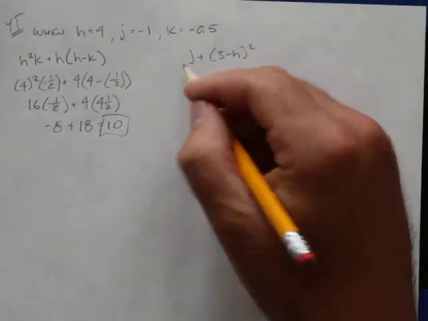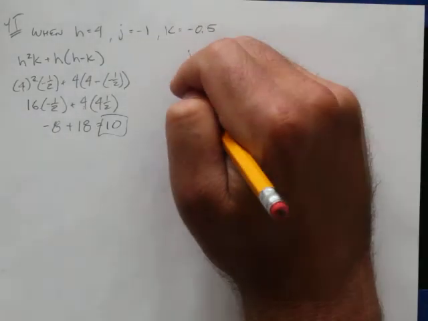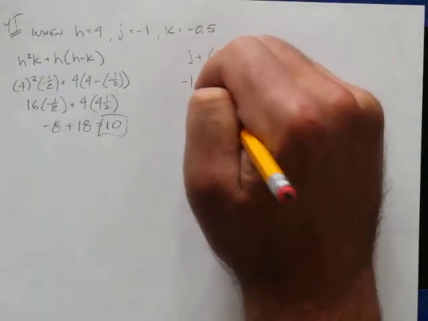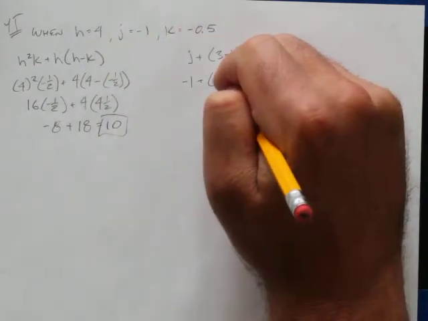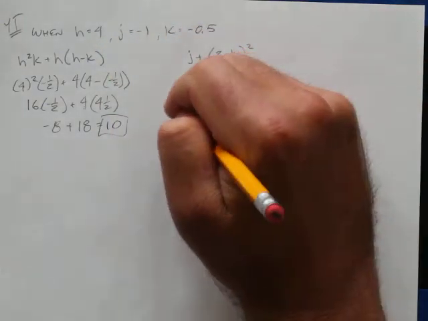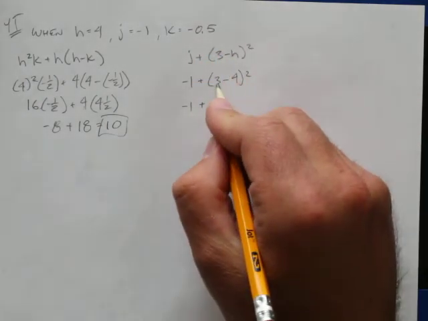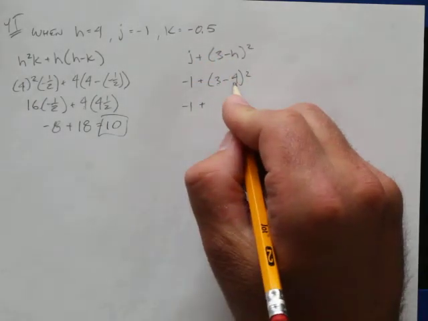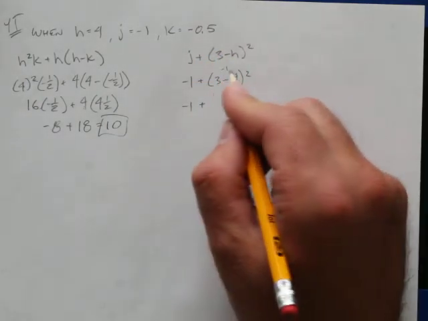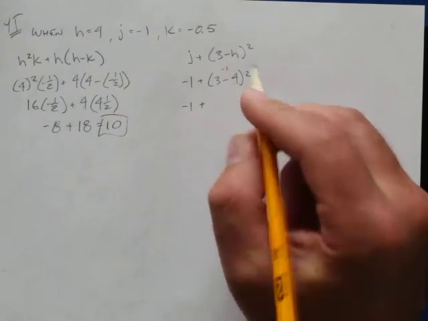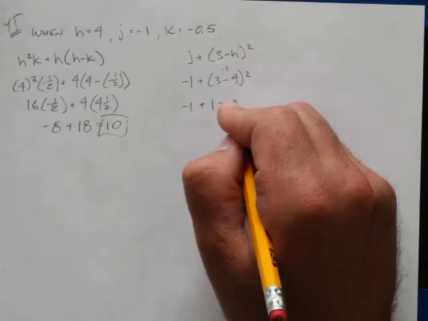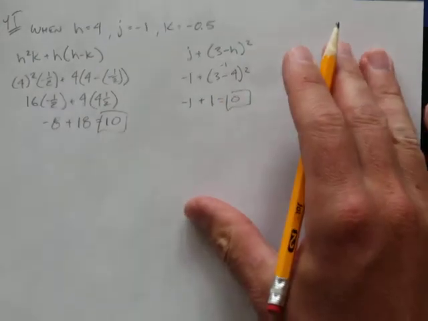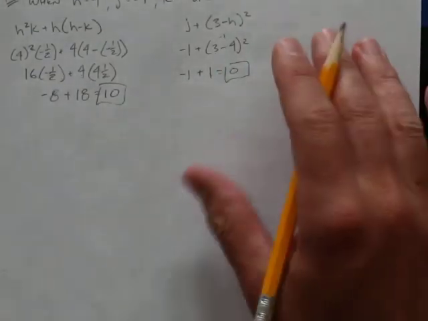All right, let's see how you did on this one up here. J is negative 1, plus 3 minus h, which is 4, squared. Negative 1 plus 3 minus negative 4, that's going to give me a negative 1. Negative 1 times negative 1 is positive 1. Negative 1 plus positive 1 is 0. Cool. Hey, and guess what? Let me give you a bonus one.